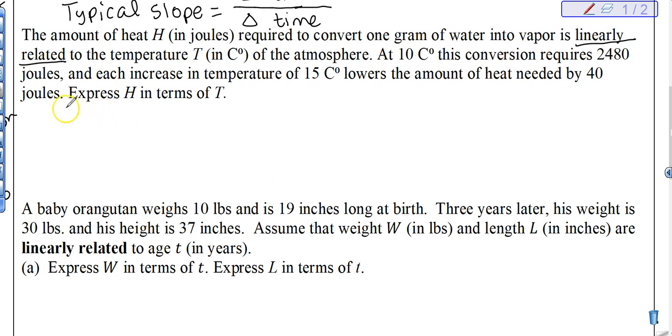What does that mean? Because that is my key. That's the thing that tells me what my Y is and what my X is. I'm just using different variables. Instead of X and Y, I'm using H and T. So how do I write that? H equals MT plus B.